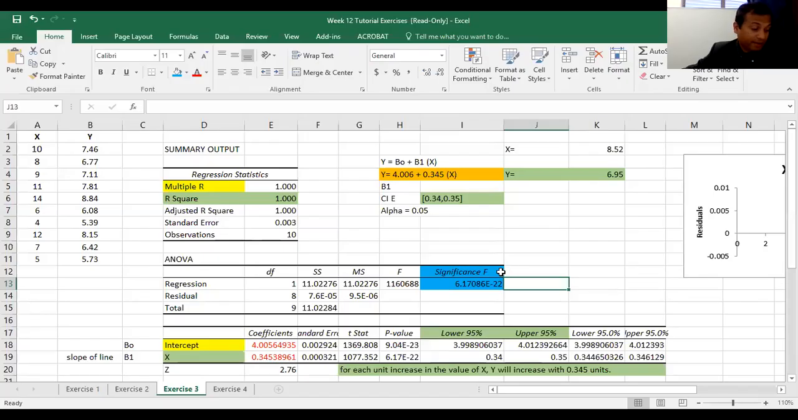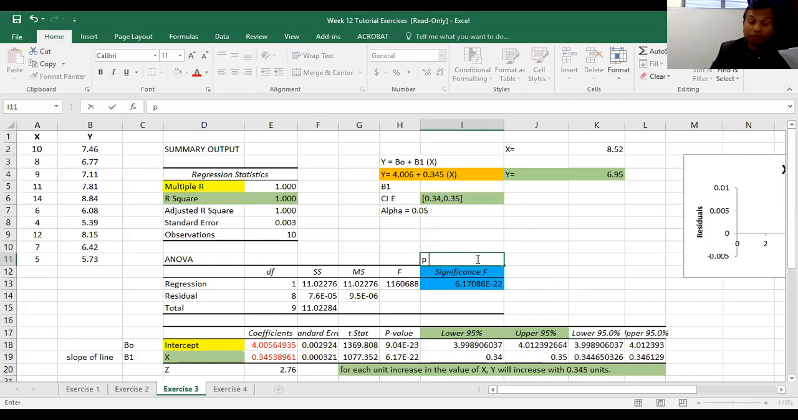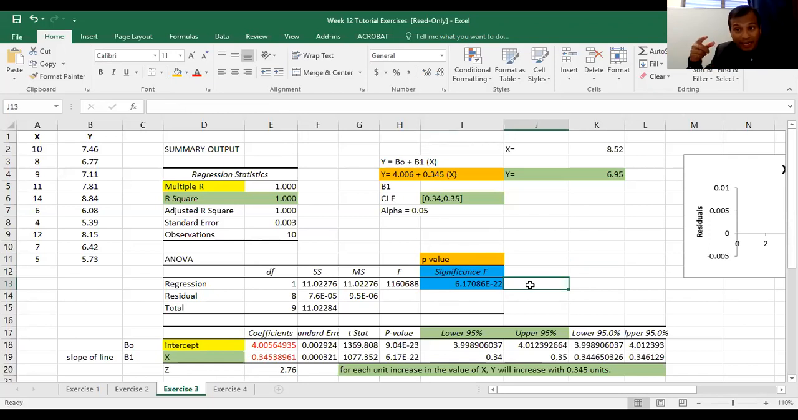Okay. I was saying that to check whether this model is reliable or valid, you need to look at the significance F value. This value is also known as the P value. We have seen the right probability value. This is actually the same as the P value. And remember, P value greater than alpha or P value less than alpha gives us a decision regarding H naught, go or not go.